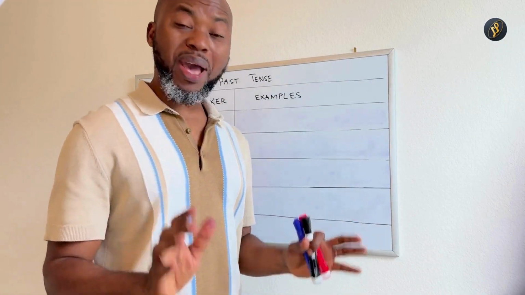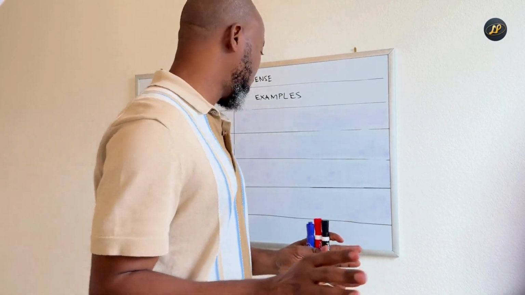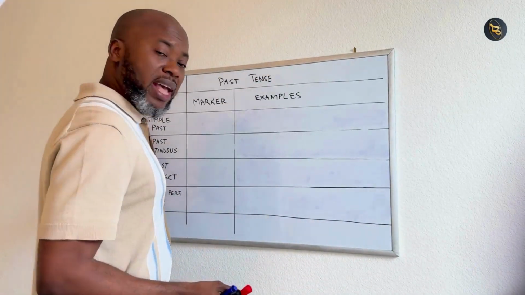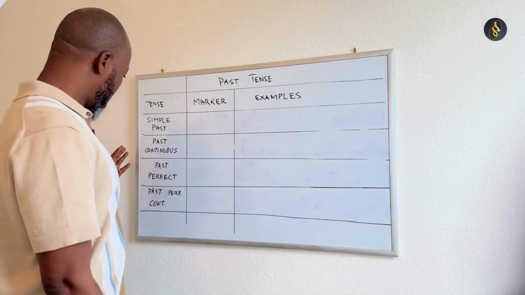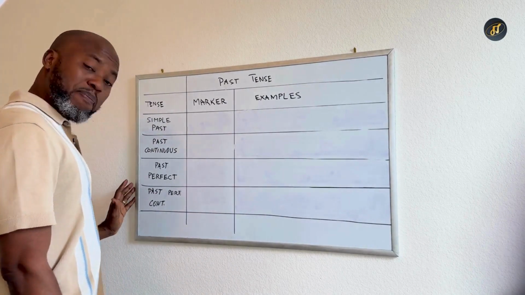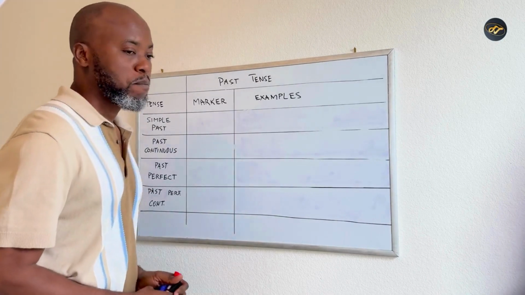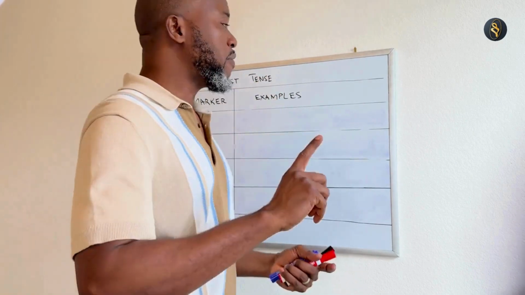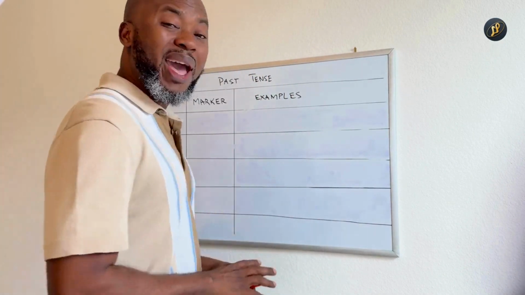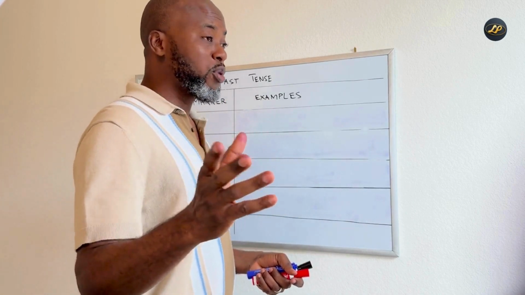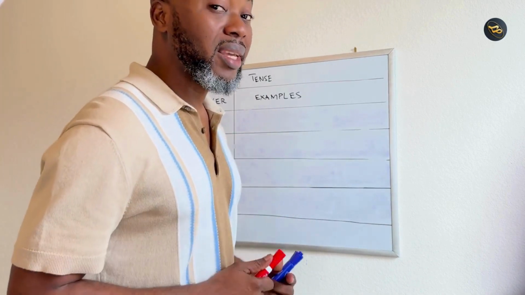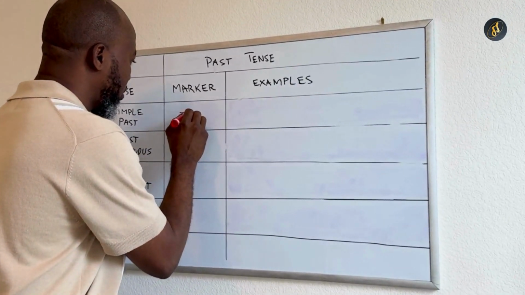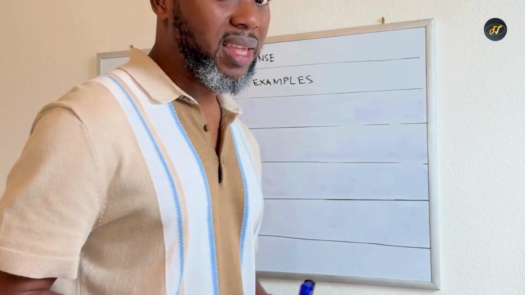Okay, now for past tense, we're gonna see almost the same thing: simple past, past continuous, past perfect, and past perfect continuous. So we'll see the past tense with me already. Do we have any marker for simple past? The answer is yes, and if you remember it, it is the word te. Te to indicate the past.